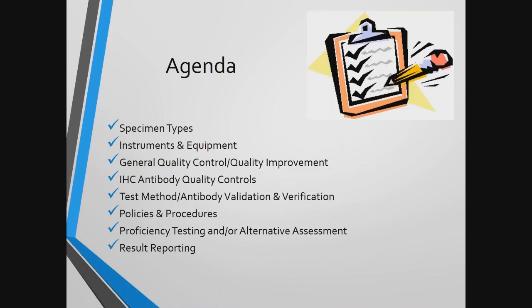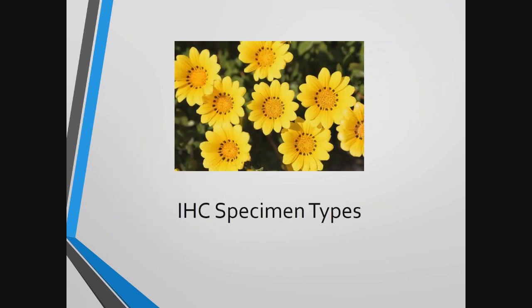So with that in mind, the agenda for the presentation this afternoon will include the following items in relation to immunohistochemistry and quality management in the histology laboratory. We're going to talk through the essential components necessary for your program as related to immunohistochemistry. We will first talk about the definition of specimen types utilized for testing. We will discuss the expectations for instruments and equipment utilized along with general quality control and quality improvement. We'll talk a little bit about the different types of antibody controls. And then our discussion will take a turn towards test method and antibody validation and verification. And then finally, we'll touch upon the policies and procedures that are required along with the proficiency testing and alternative assessment and result reporting.